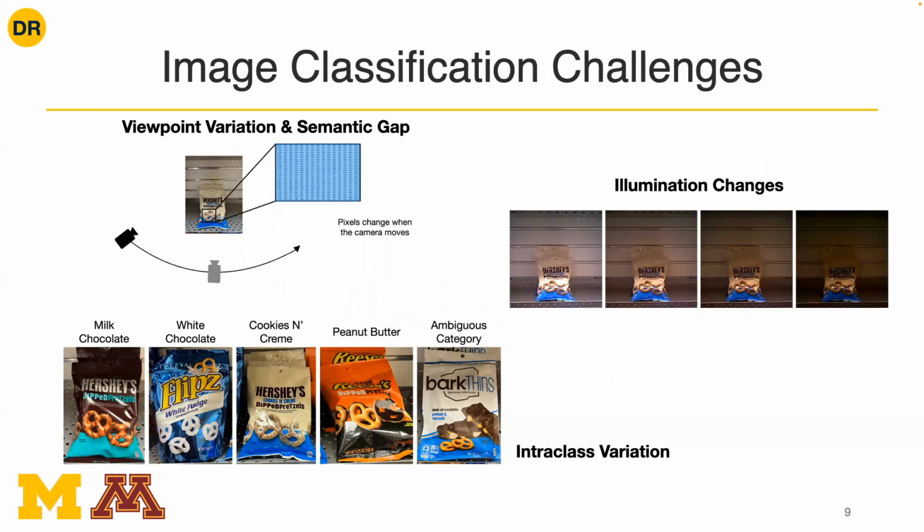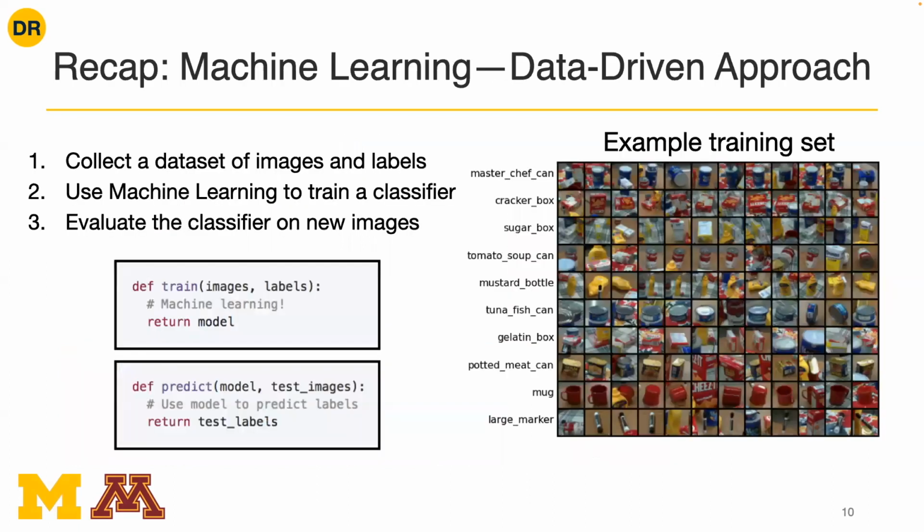So we saw how there were a number of challenges that this task provides our computing systems. Right? So we had viewpoint variation. There was the large semantic gap in going from like a grid of integers into some high-level semantic information, like a category label. There was illumination change that we want our robots to be able to overcome, intra-class variation, and a number of other challenges that we're going to try and solve.